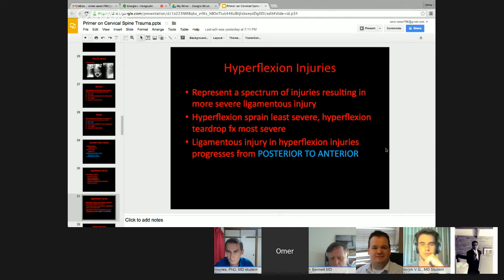Okay, hyperflexion sprain, as we said, is the least severe. When we talk about ligamentous injury for hyperflexion injuries, it's easy to understand that the ligamentous injury usually progresses from posterior to anterior, whereas when we talk about hyperextension injuries, the ligamentous injury is going to progress anterior to posterior. So that's a very important teaching point, that when we're talking about hyperflexion injuries, we're talking about ligamentous injury that occurs posteriorly in the spine and then progresses anteriorly. And I'll tell you what I mean by that.